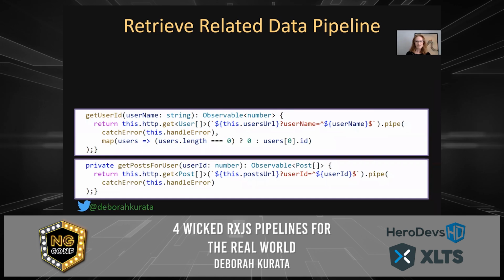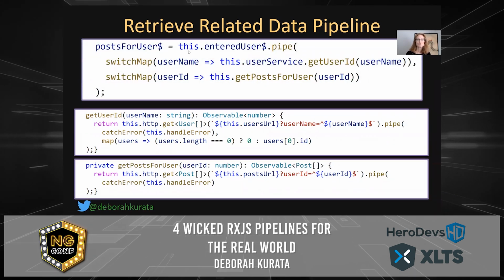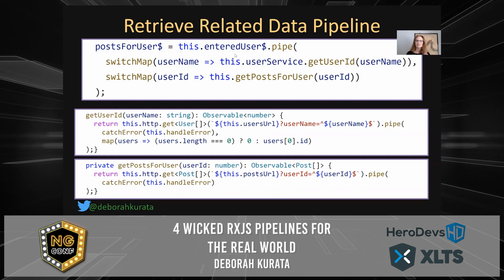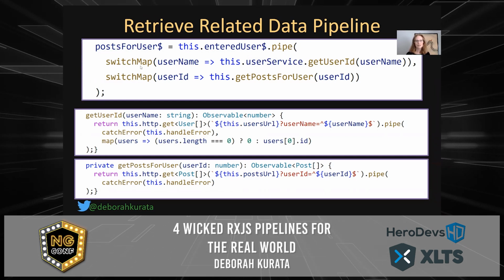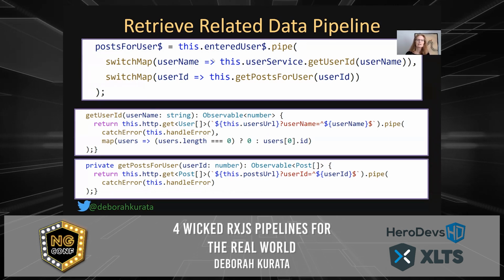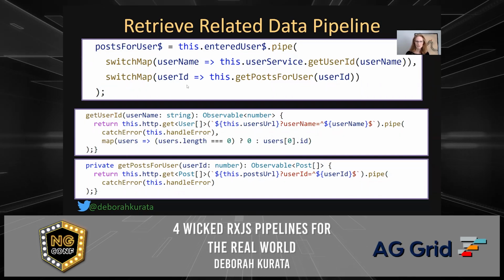Now, pushing this code down a minute, our pipeline then ends up looking like this. So we are reacting to every time the user enters something. It's going to take that username and emit it. And then our switch map takes that emitted username and gets the user ID. Then the next switch map takes that user ID and gets the posts for the user.